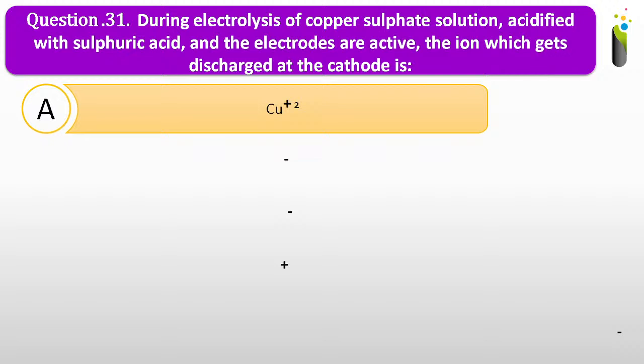And the correct answer for this question is A, Cu2+. So during electrolysis of copper sulfate solution, which is acidified with sulfuric acid, and the electrodes are active, the ion which gets discharged at the cathode is Cu2+.